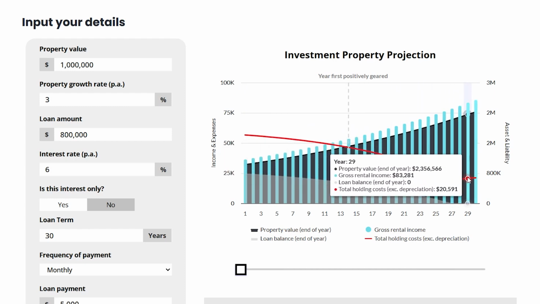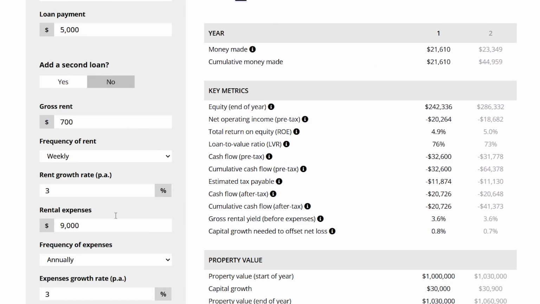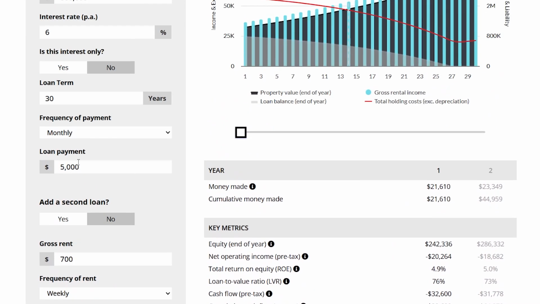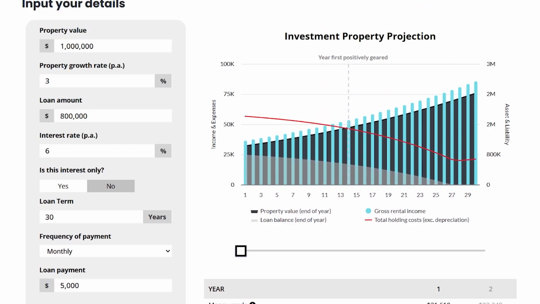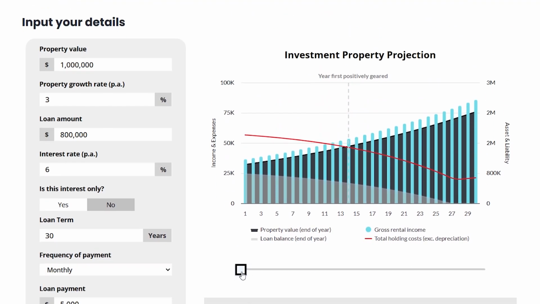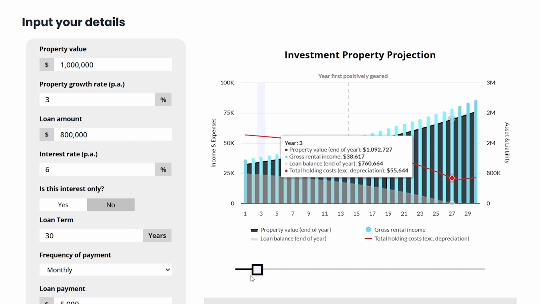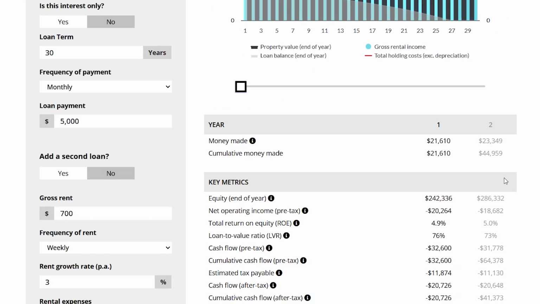And then the expenses just continue to increase, because we've assumed that it's $9,000 plus 3%. Those expenses also include those loan repayments. Now, there's this little slider where you can slide to the particular year that you want to see what's happening. But it defaults to year one. So let's start at year one.